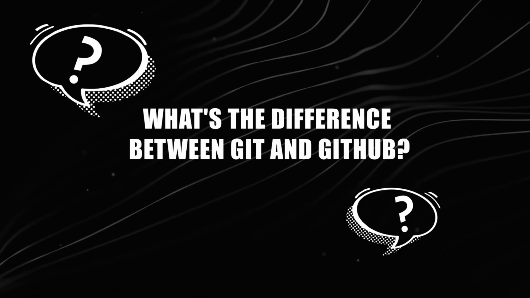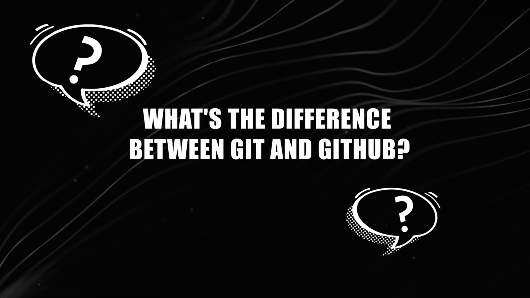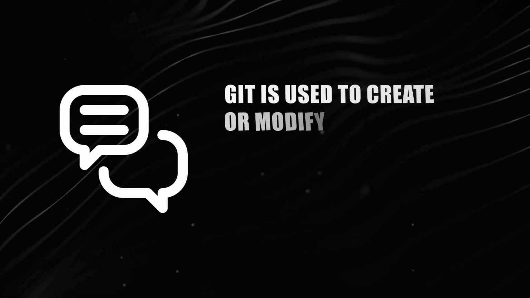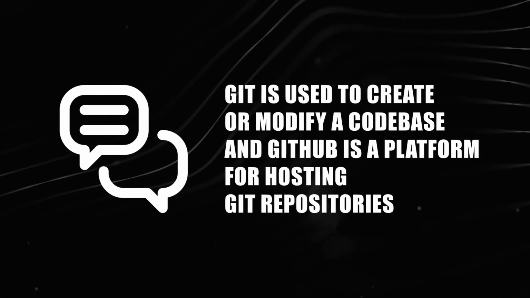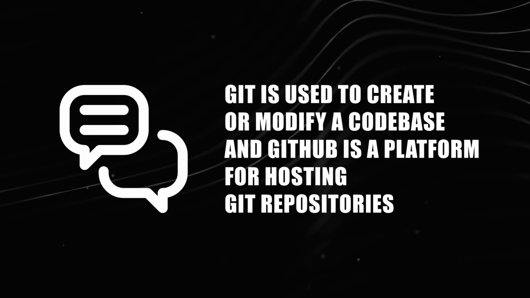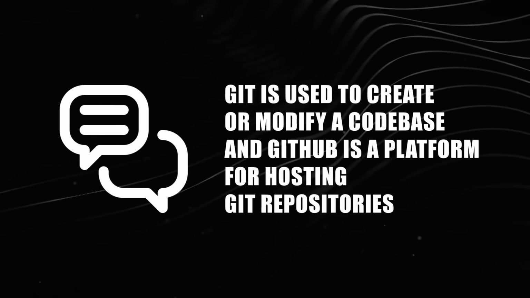Okay, let's stop here and let me ask you guys a question. What's the difference between Git and GitHub? If you said Git is used to create or modify a codebase, and GitHub is a platform used for hosting your Git repositories, you are correct.